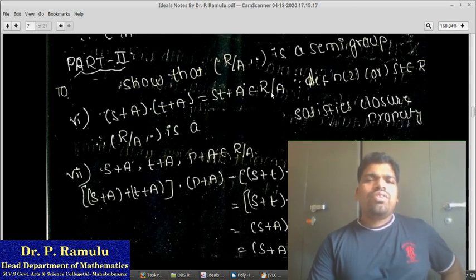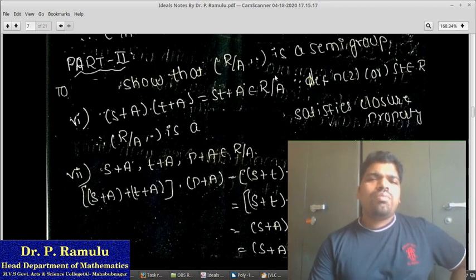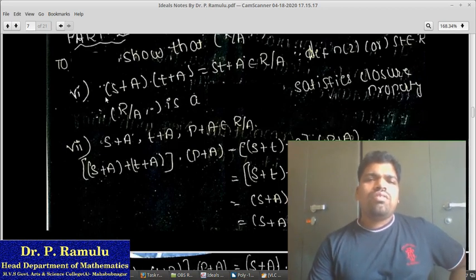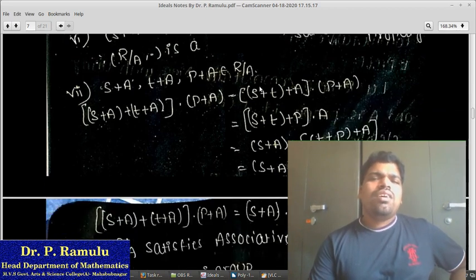Second part: I want to show that R by A under dot is a semigroup. First, the closure property is similar to the hypothesis. Second, s plus a dot t plus a equals s t plus a, which belongs to R by A. So by hypothesis it satisfies the closure property. As we just verified with respect to addition, you can verify with respect to dot also.